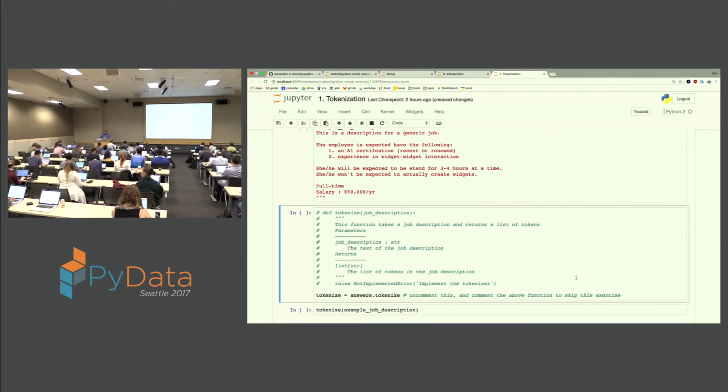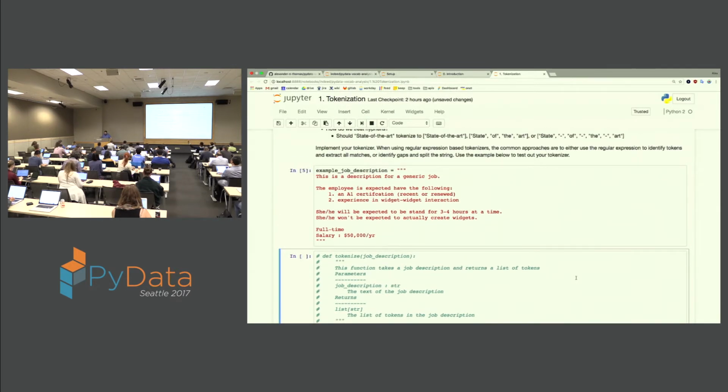Question. Sure. Where is the data located? When you checked out the project, there should have been a tar file, and when you unzipped it and ran the setup file, it should have put it under a data folder. Gotcha.